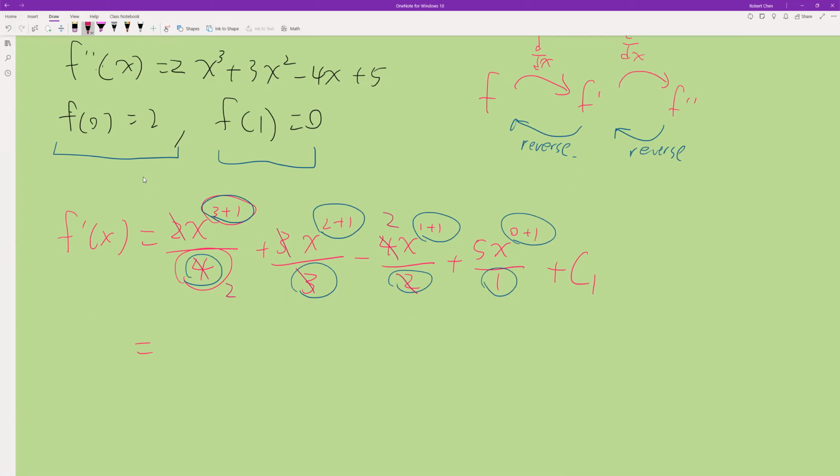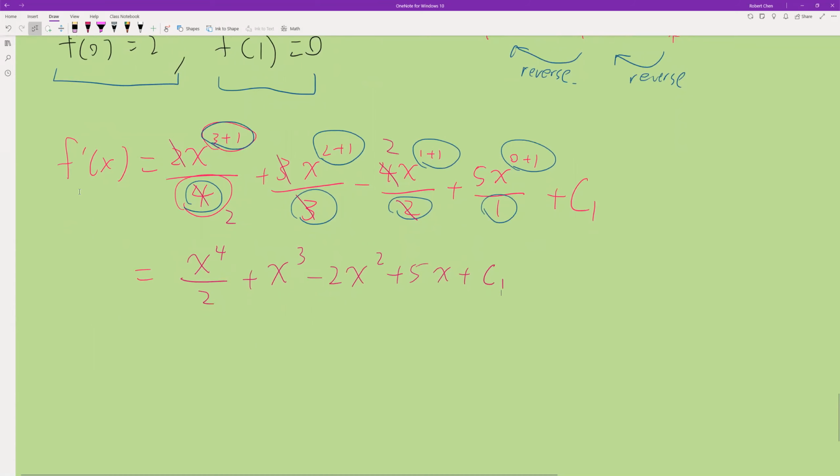All right, so let's see what we have. We have x to the power of 4 over 2 plus x to the power of 3 minus 2x squared plus 5x plus c1, right? And that's going to be your f prime. Now, in order to get f, we have to perform the reverse power rule again on the function, on f prime. All right, so let's do that.